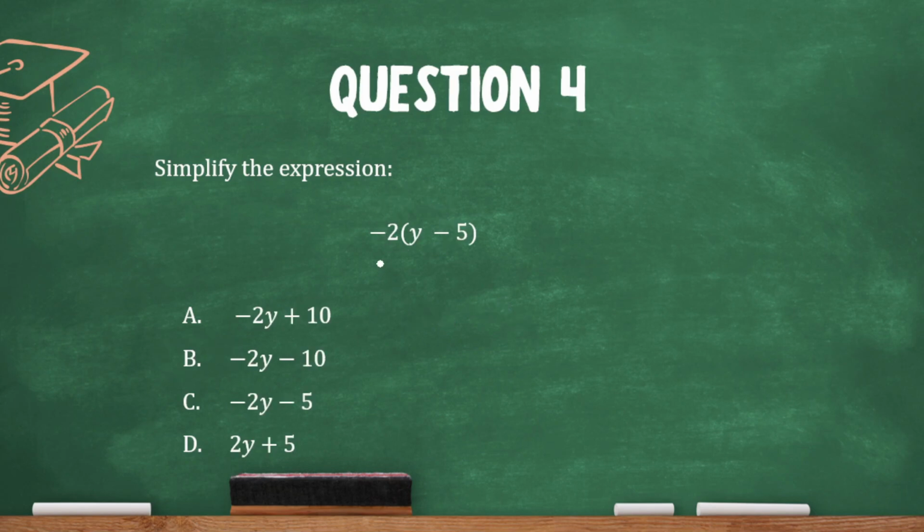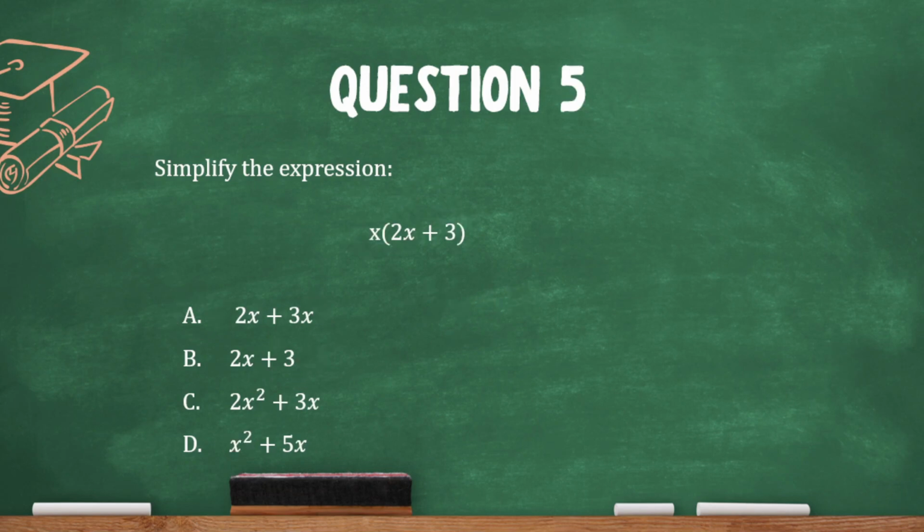We've got to distribute again. This time we have a negative here. So we're going to do negative 2 times y and negative 2 times negative 5. So negative 2 times y is negative 2y, and negative 2 times negative 5 is positive 10, because a negative times a negative is a positive. Our answer is A.